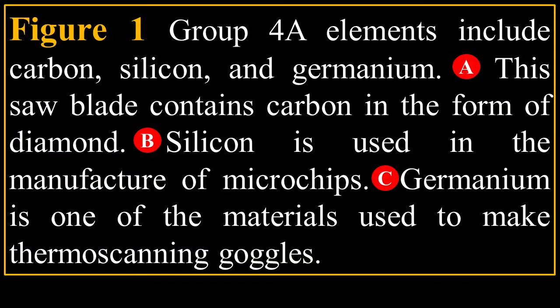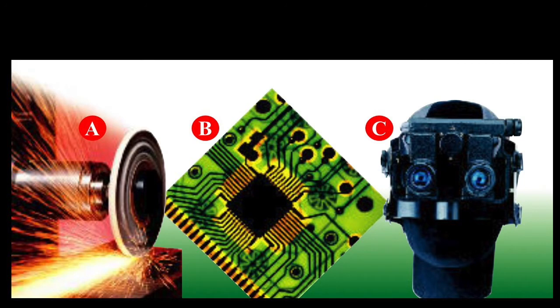Now just make sure that you can draw the connection between group A elements and the elements that are listed 1 through 18. Figure 1. Group 4A elements include carbon, silicon, and germanium. This saw blade contains carbon in the form of diamond. Silicon is used in the manufacture of microchips. Germanium is one of the materials used to make thermo-scanning goggles. So there are three uses.